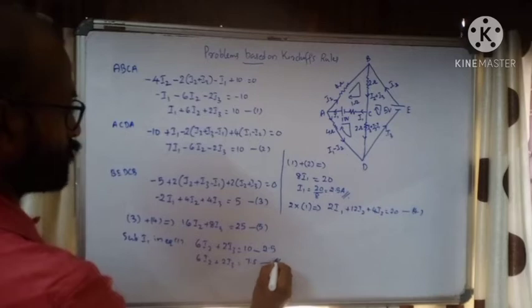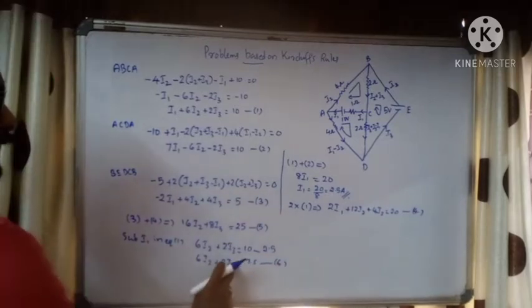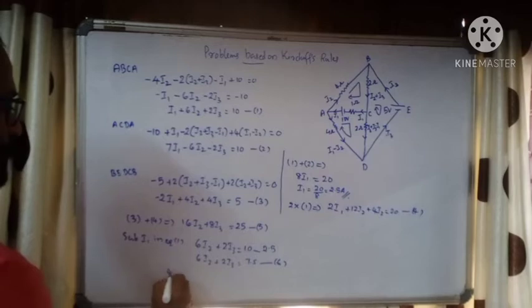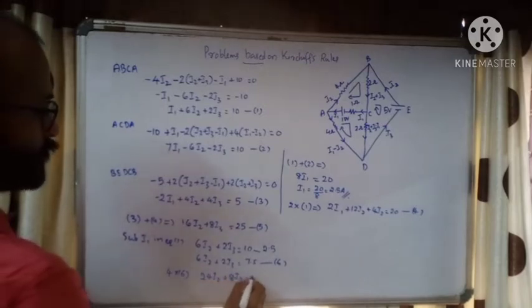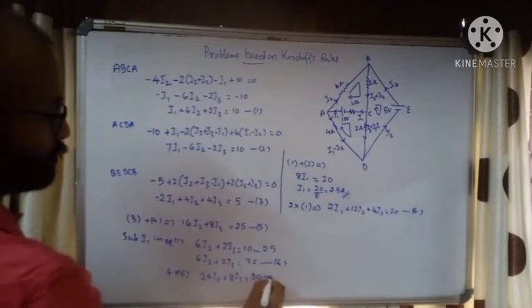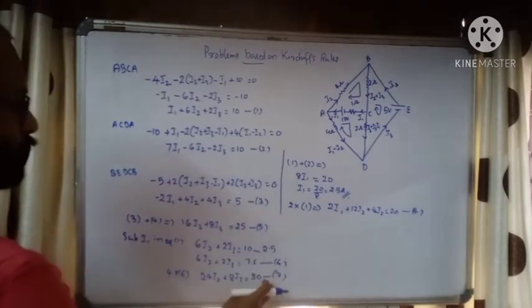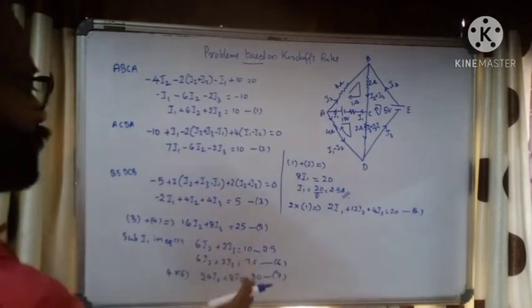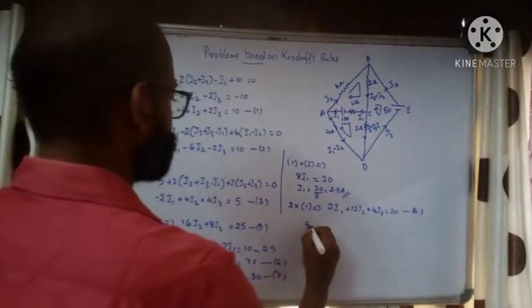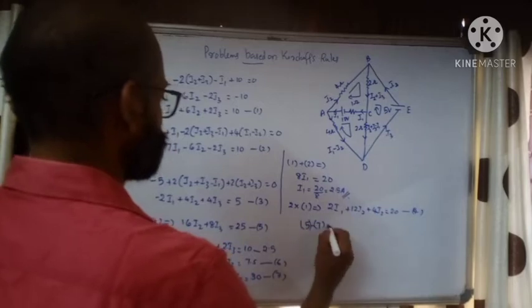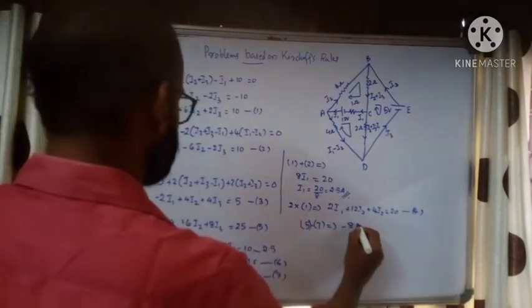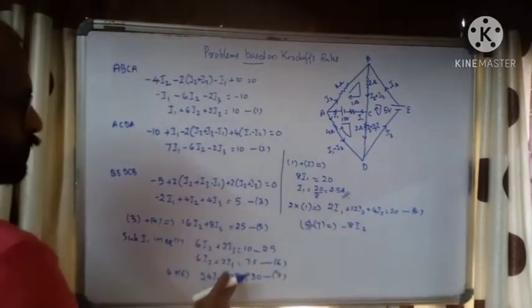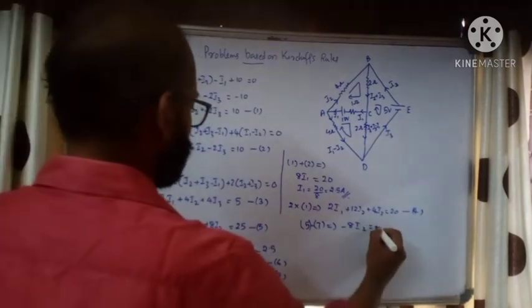This we can take as equation number 6. So just multiply 4 with equation number 6. You will get 24I2 plus 8I3 equal to 7.5 times 4, which is 30. Equation number 7. See, 5 and 7 are similar equations. We subtract 5 minus 7. 16I2 minus 24I2 is minus 8I2. The I3 terms cancel. Then 25 minus 30 is minus 5.